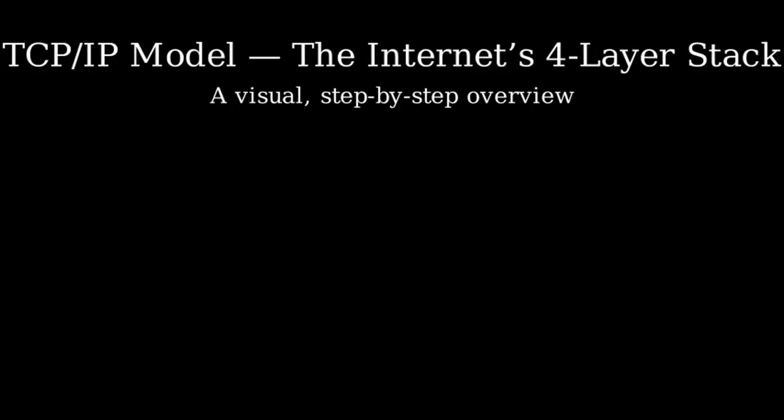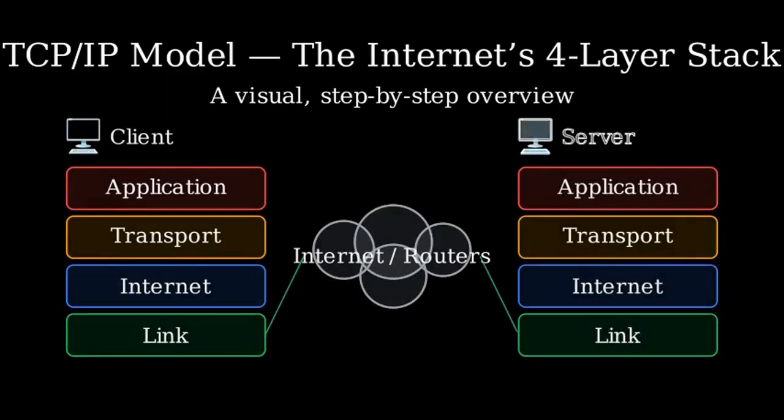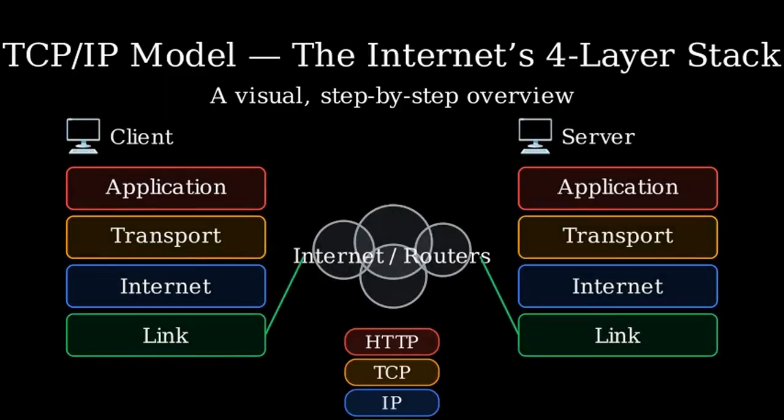In this video, we will build an intuitive picture of the TCP/IP model, the four-layer protocol stack that lets computers talk over the internet. The model has four layers, from bottom to top: link, internet, transport, and application. We will place a client on the left, the internet in the middle, and a server on the right. First, let's draw both stacks and the internet cloud between them.